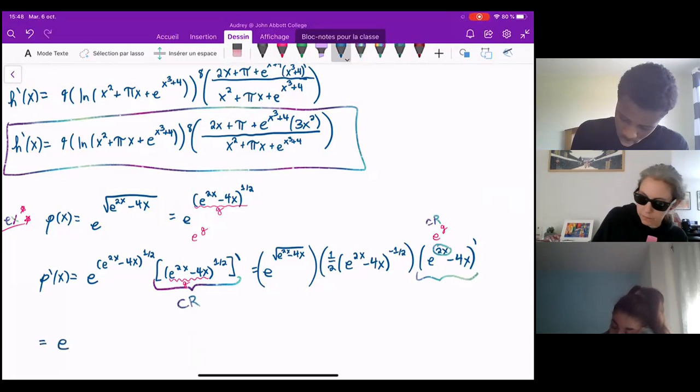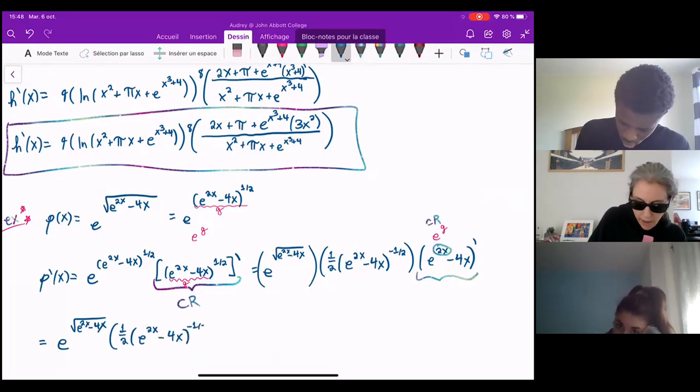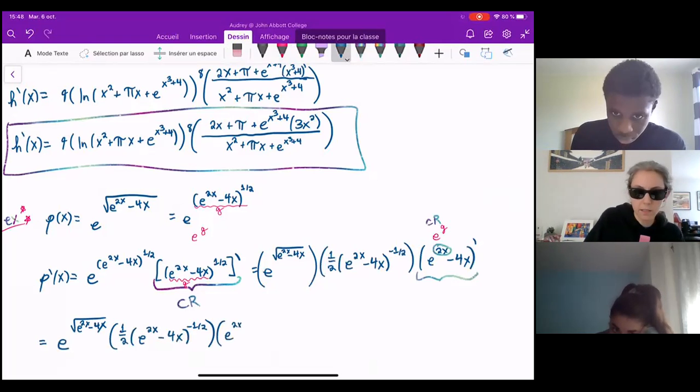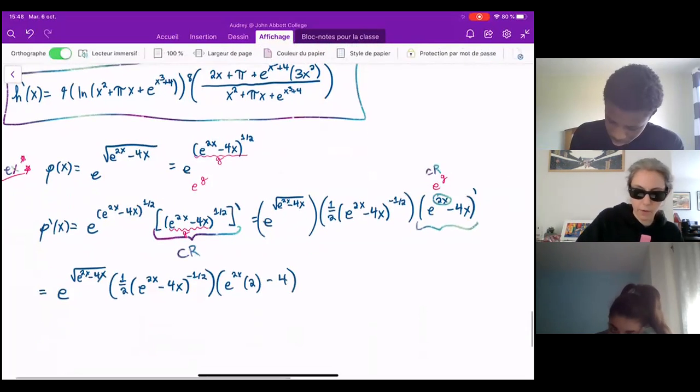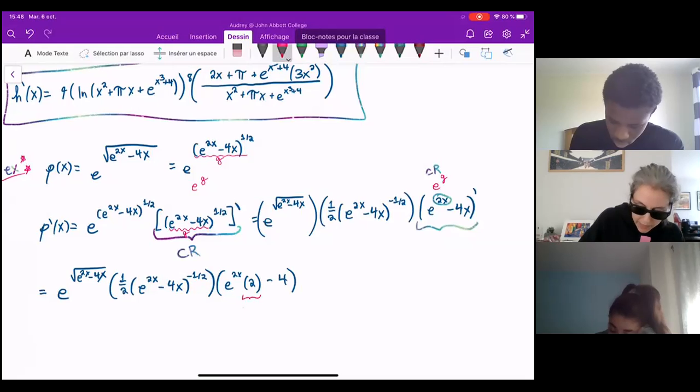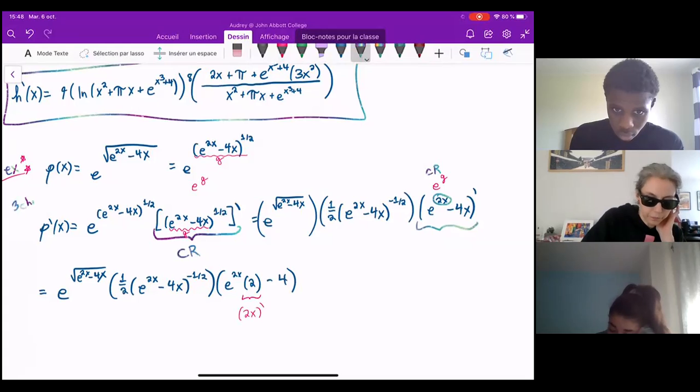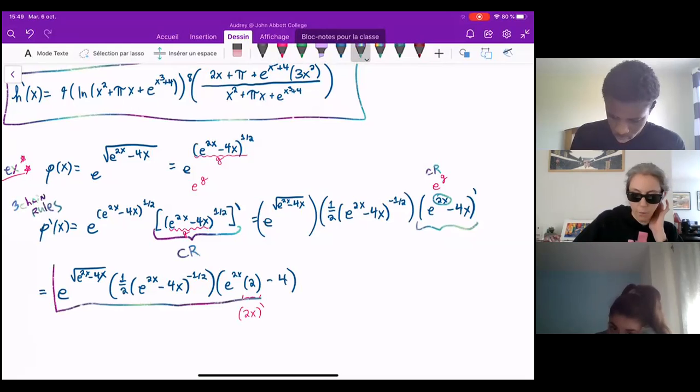So I'll have e to the square root of e to the 2x minus 4x times 1/2 e to the 2x minus 4x to the negative 1/2 times, I'm doing my chain rule here, e to the 2x. I'm just going to write it. Derivative of 2x is 2, minus 4. So that right there, that's where we did the derivative of 2x, and I had 3 chain rules again. And that's my final answer. And we are done.